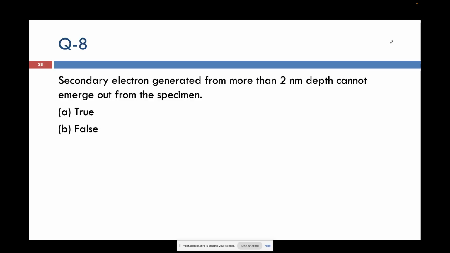Okay, so next: secondary electrons generated from more than 2 nanometer depth cannot emerge out of the specimen. Is it true or false? Can anyone answer?